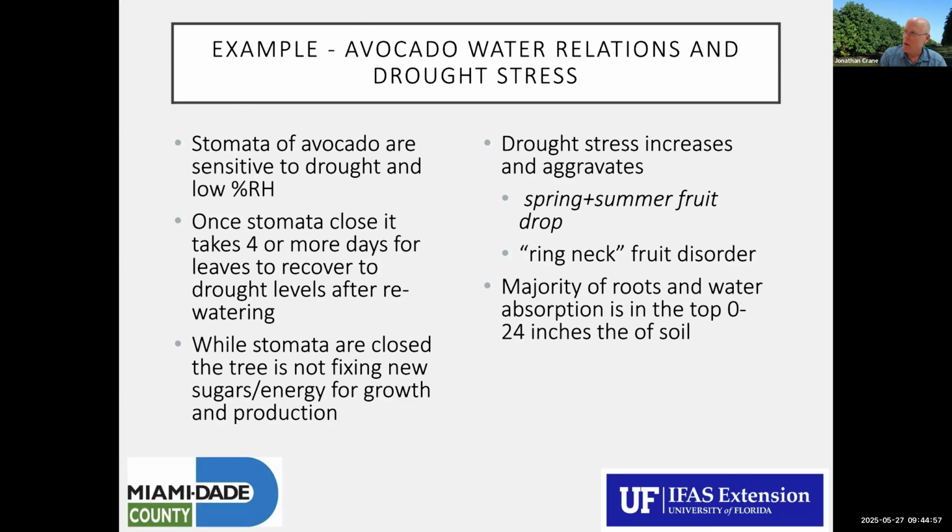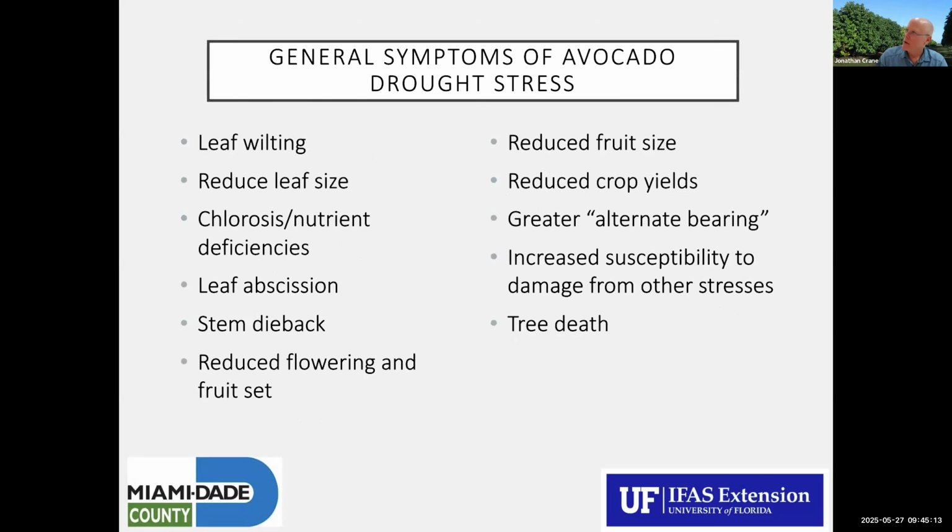And most of you probably know that the majority of the roots and the water absorption, even in the sandy soils, is generally in the top 24 inches. Probably 90% of the water and nutrients taken up is in that top layer. So these are the general symptoms. I've talked about this, and Jeff talked about this with flooding as well. You can end up with trees that have a big crop one year and no crop the next year. It throws them into this cycle of big crop, low crop, right?